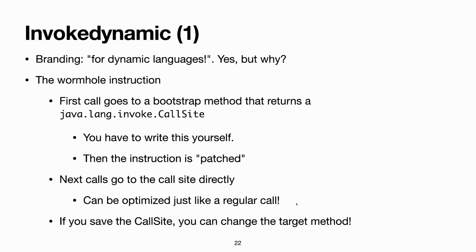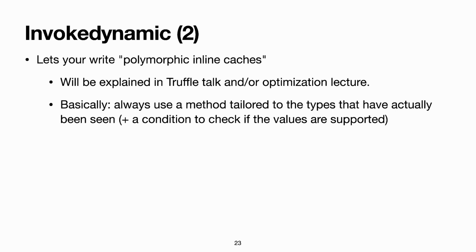And in particular, what's really, really interesting is that if you save this call site object, then you can use it to change the target method. So change the destination of the wormhole. And changing the destination is useful to write something called polymorphic inline caches. This will probably be explained in the invited talk by Christian Hummer on Truffle.